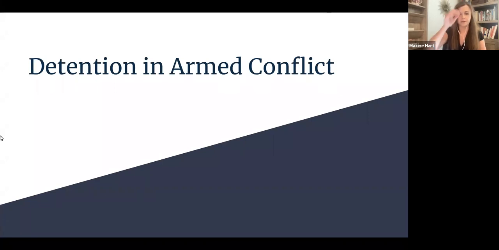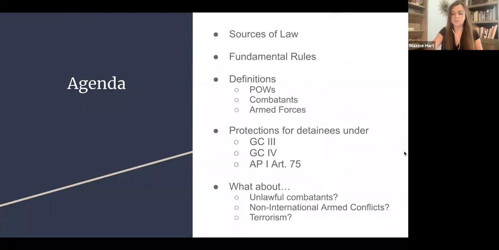We're going to be talking about the protections under IHL, International Humanitarian Law, for people who are deprived of their liberty in armed conflict. We'll start off by covering the sources of law that govern deprivation of liberty in armed conflict and the fundamental rules and the guarantees that those laws provide. We'll cover some of the important definitions that you need to know in order to determine if someone qualifies for POW status. And then we'll compare the protections for POWs with the protections that are afforded other kinds of detainees in armed conflict. And then we'll wrap up by talking about some issues that tend to come up and tend to generate some controversy in this area.